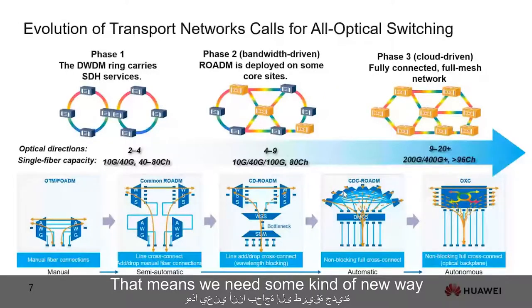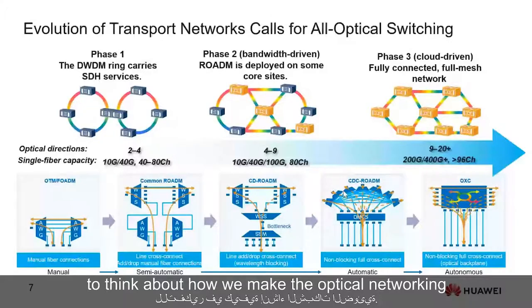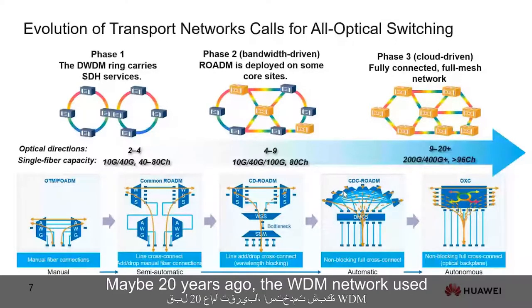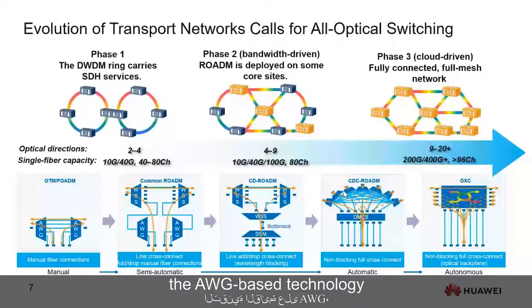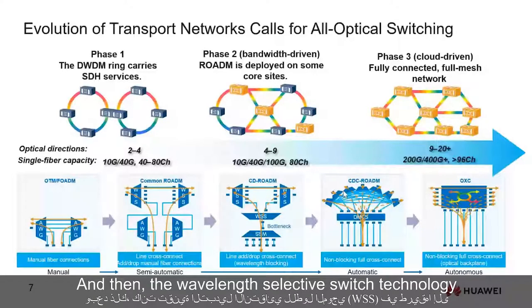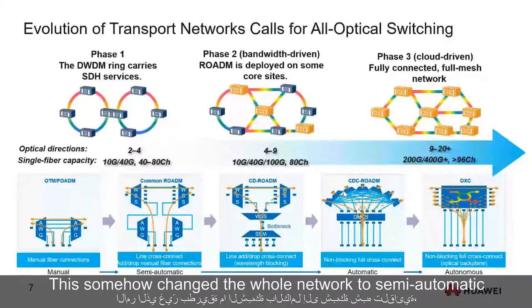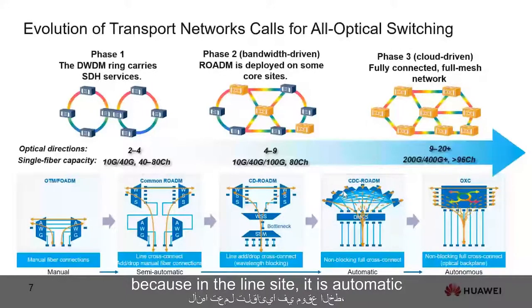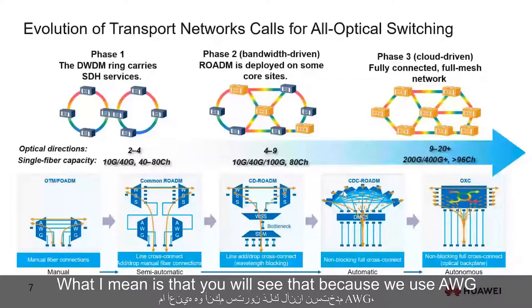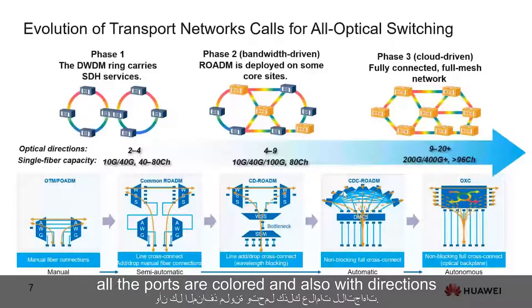That means we need a new way to think about how to make optical networking. We also learn something from the history. Maybe 20 years ago, the WDM network used AWG based technology, which could only connect 1 or 2 degrees, and manually. Then wavelength selective switch technology came, but this only made the network semi-automatic. On the line side it is automatic, but on the add/drop side it is not so flexible. What I mean is that because we use AWG, all the ports are colored and also directional.